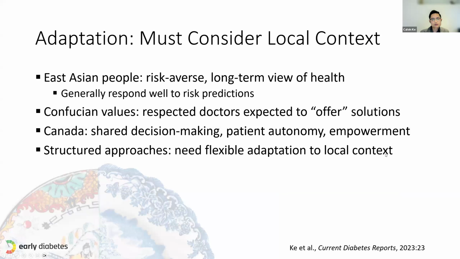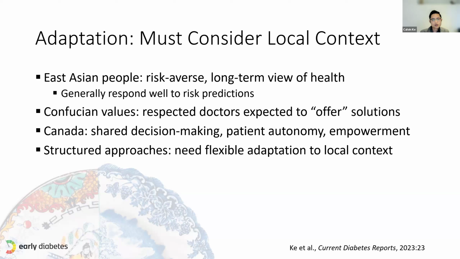But I think we also need to consider how we adapt these to the local context. And so, in our report, we tempered our interpretation by recognizing the differences that exist between Ontario and Hong Kong. Obviously, demographically it is very different.